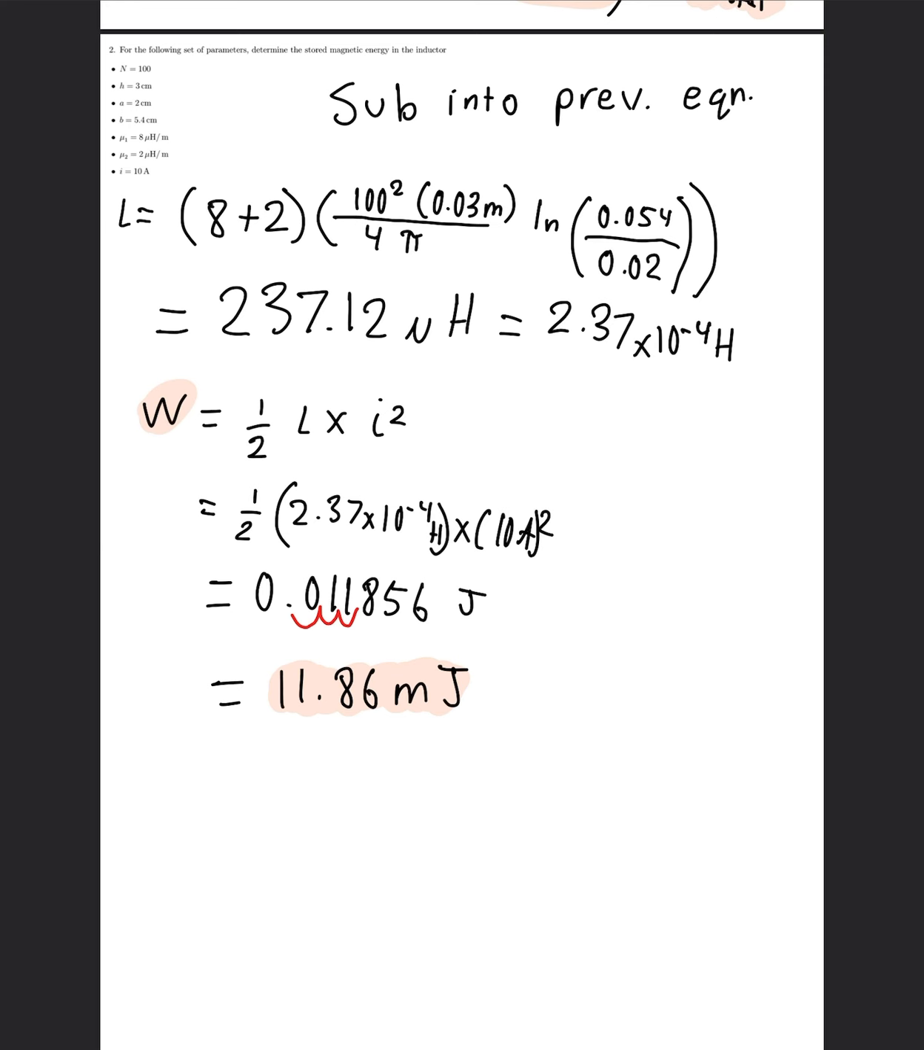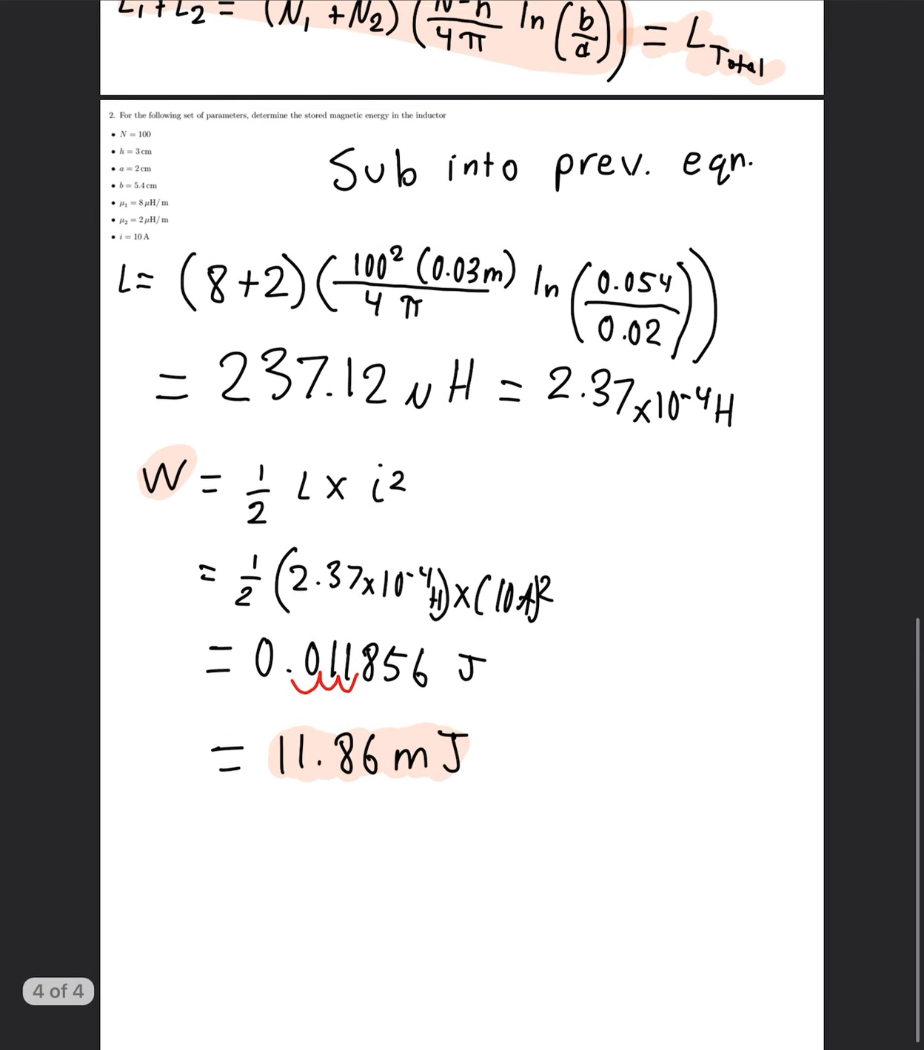But having all those zeros in front doesn't seem nice, so we can just translate that to 11.86 millijoules. And that is the total stored magnetic energy in the inductor.